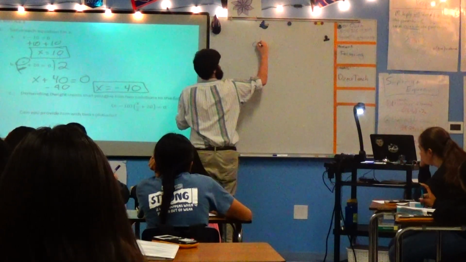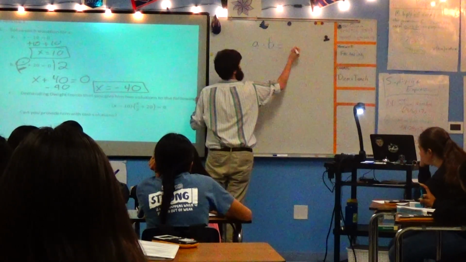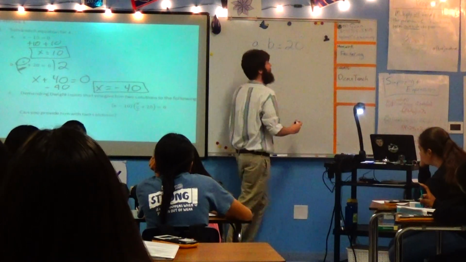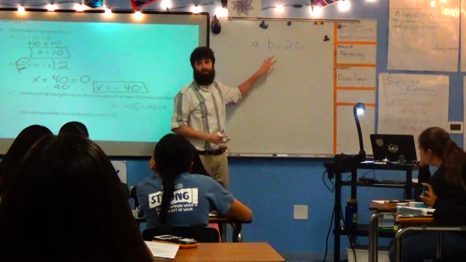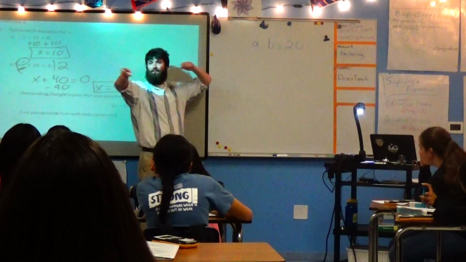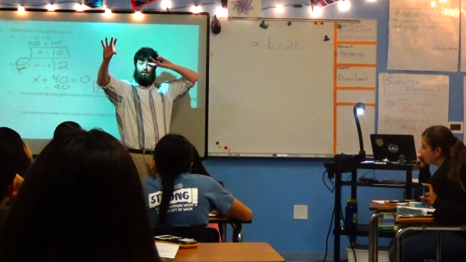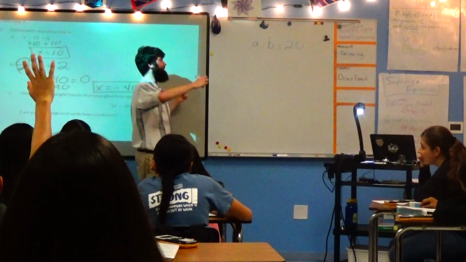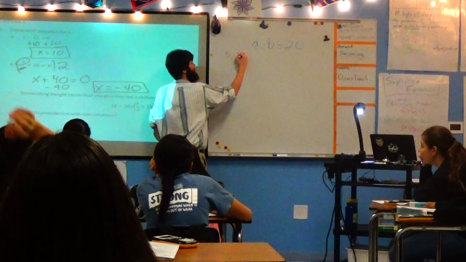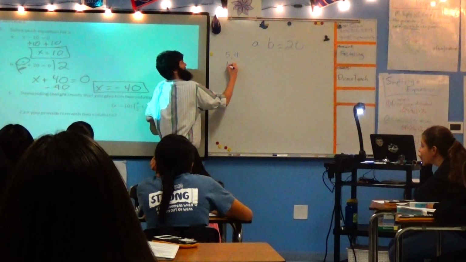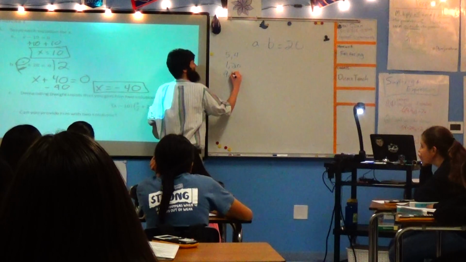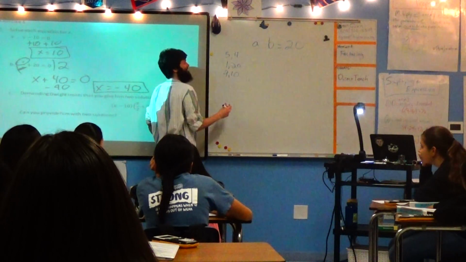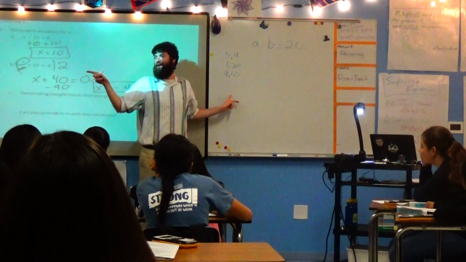What if we had some number A times some number B equal to 20? What could be one of the possible combinations of A and B? Yeah, 5 times 4. Y'all can just yell them out. I don't mind. 1 times 20! Alright, I heard this one. 100 times 80. Well, we're multiplying here.